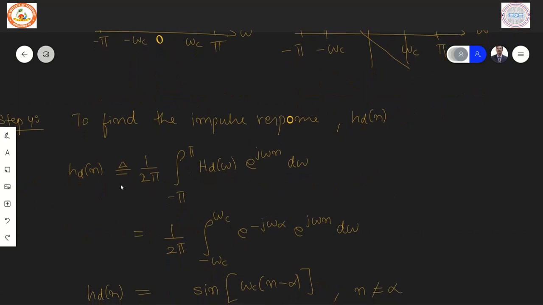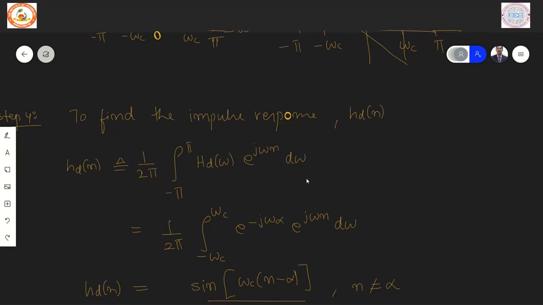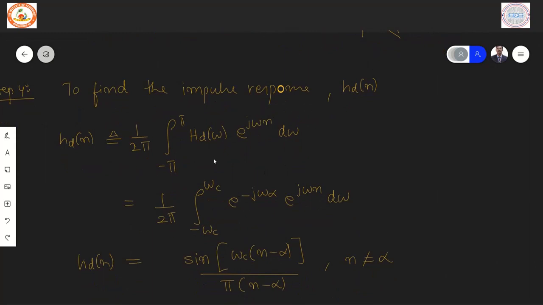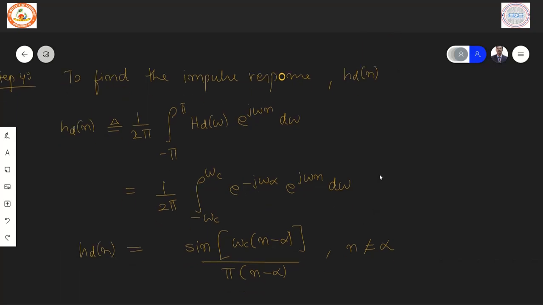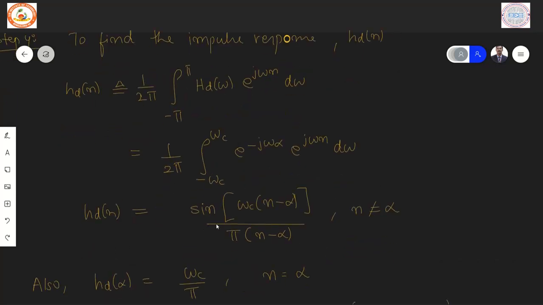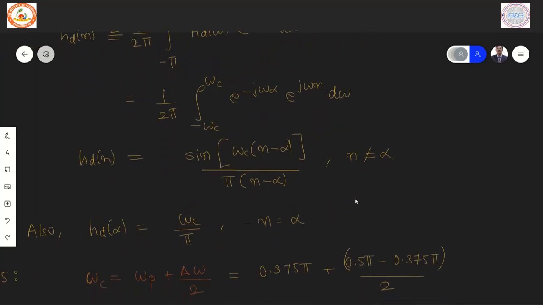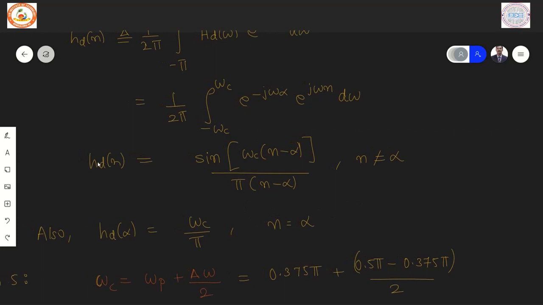We know from the formula that it is 1 by 2 pi, integral from minus pi to plus pi, of Hd of omega e power of j omega n d omega. Then we insert the value of Hd of omega as per our definition, e power of minus j omega alpha. Simplifying it, we end up with the expression sin omega c (n minus alpha) divided by pi times (n minus alpha), for n not equal to alpha. For n equal to alpha, the result is omega c by pi.